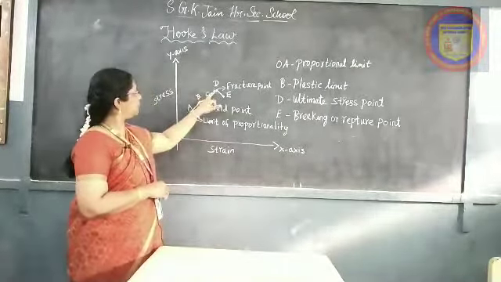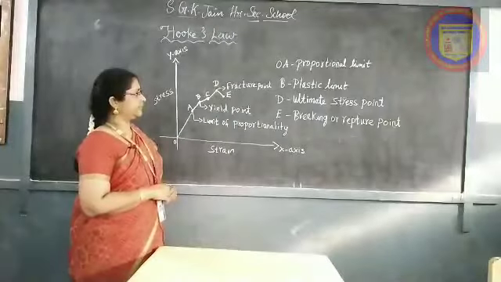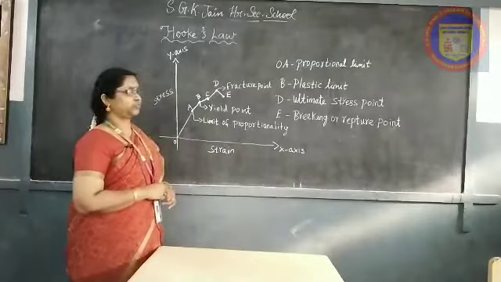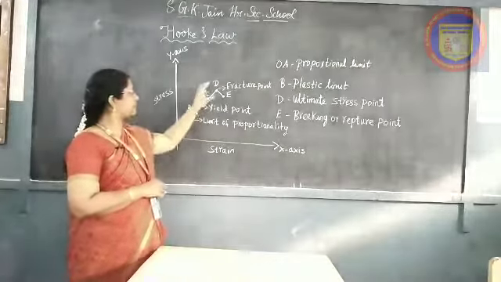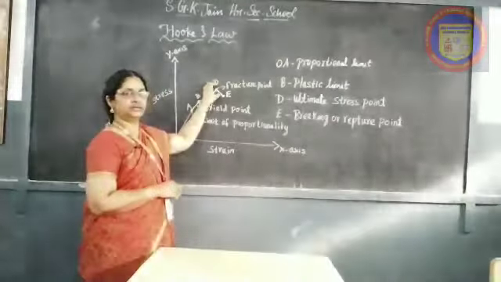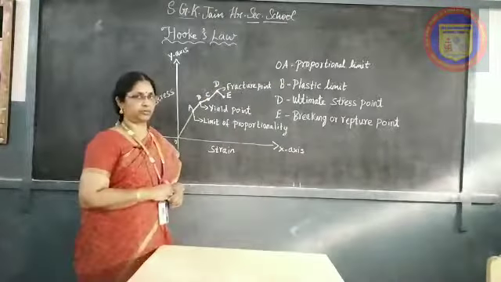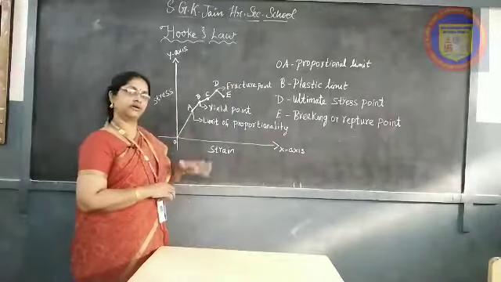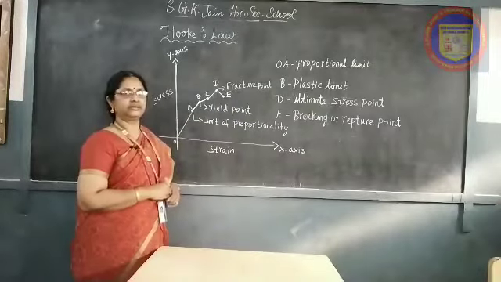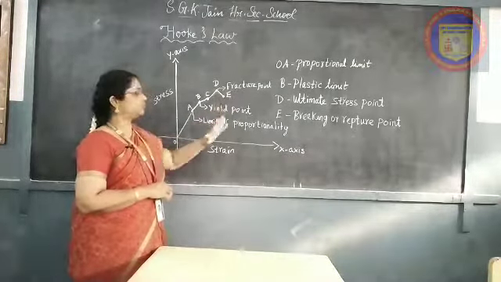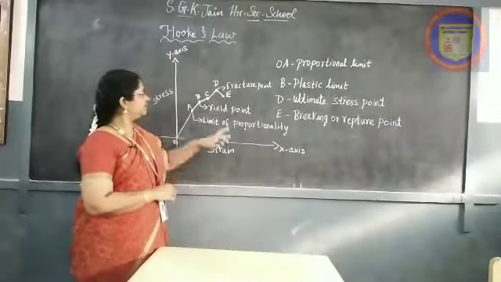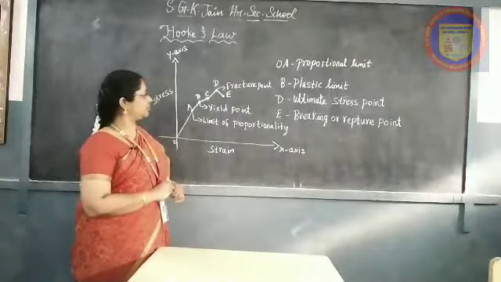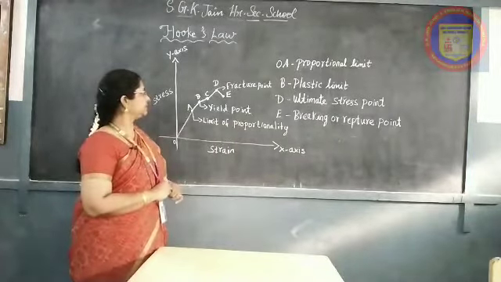Now we will consider the points D and E. The D point is called the ultimate stress point, where the maximum stress can be given. Then comes the fracture point, where they won't regain their original shape at all. They are moved above the elastic limit and they may move out of the track. So this point E is called the breaking or rupture point.